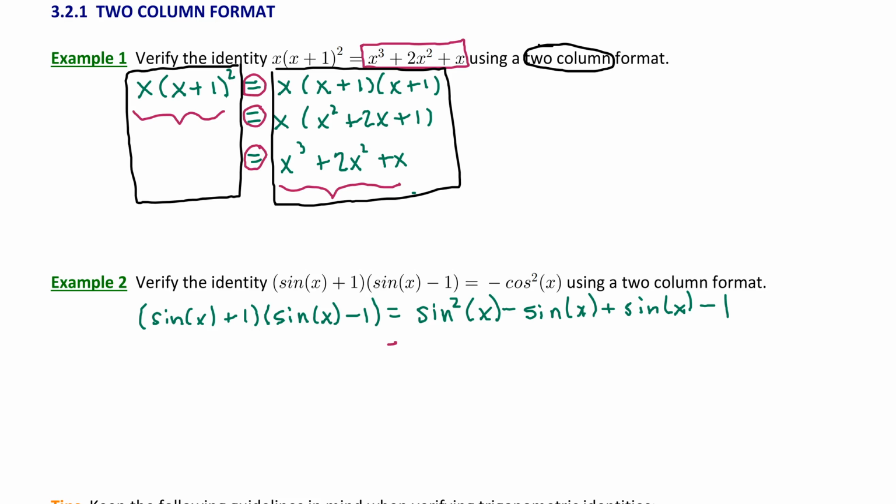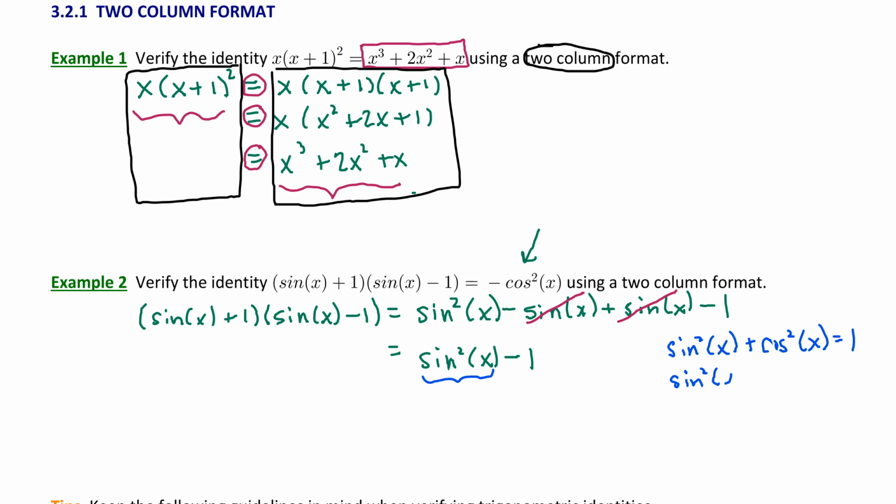Now we can see that the two middle terms cancel, and the resulting expression is sine squared of x minus 1. Now, I've carried out the pending operations and simplified, but remember, my goal is to show that this is equal to negative cosine squared of x. So I'm going to refer to our fundamental Pythagorean identity. This one's very popular. It shows up in all kinds of problems. And my goal is to rewrite sine squared of x in terms of cosine squared of x. I can do that by solving this fundamental identity for sine squared of x.